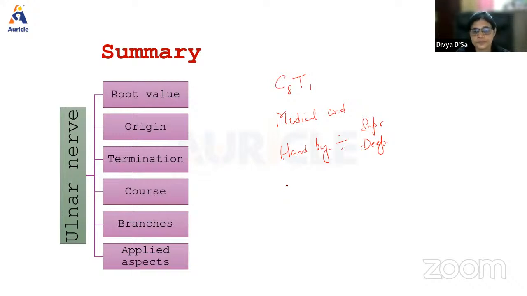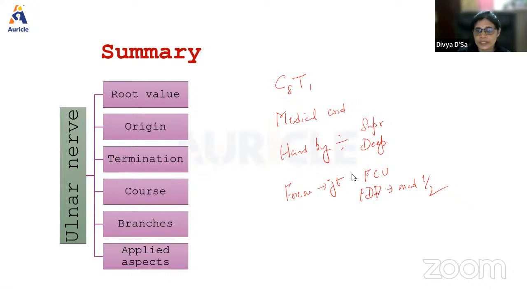Branches: it gives no branches in the axilla and none in the arm, but in the forearm it gives branches. It supplies the elbow joint, as well as the flexor carpi ulnaris muscle and the flexor digitorum profundus, only the medial half.